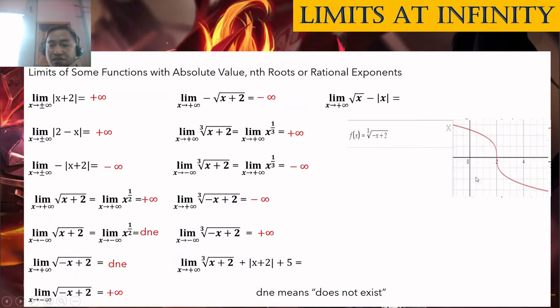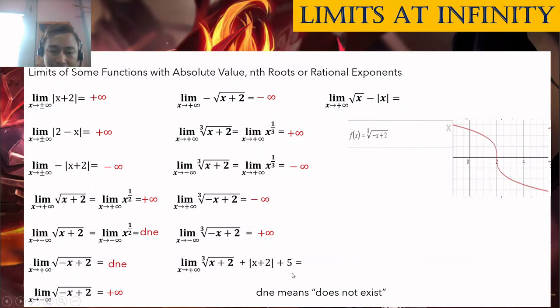Okay, this is now the graph, the cube root of negative x plus 2. As we can see, class, as x approaches positive infinity, it goes downwards to negative infinity. And as x approaches negative infinity, on the left side, it goes upwards. So the answer is positive infinity.